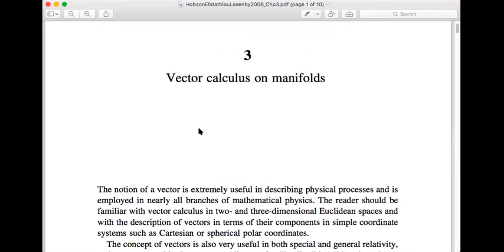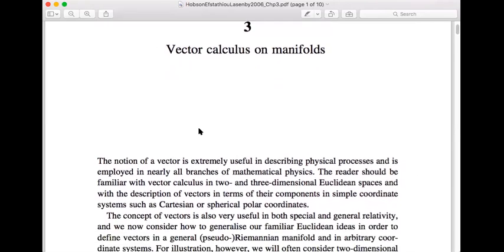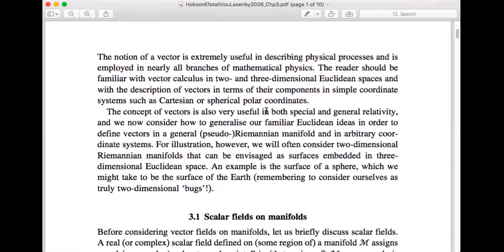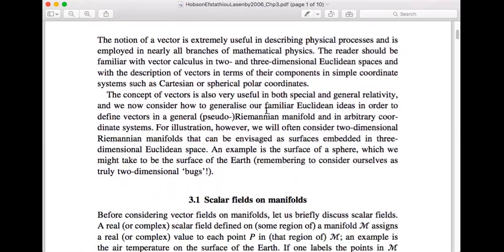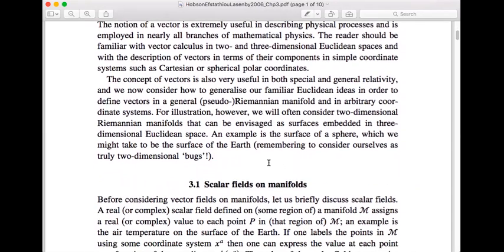Okay, so we're in chapter 3, vector calculus on manifolds. I'm going to skip some of this. He's just saying, vectors are familiar, extremely useful, and they're going to be in general relativity, but there are some important considerations that need to be taken into account when we move to manifolds, and it's not at all obvious, and so we've got to work through that.